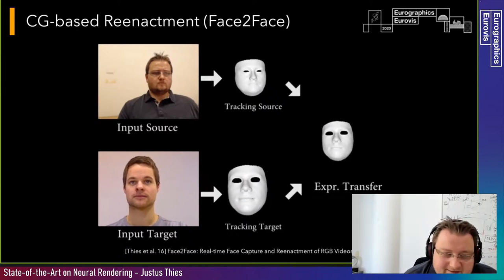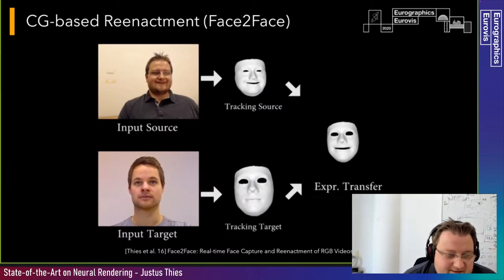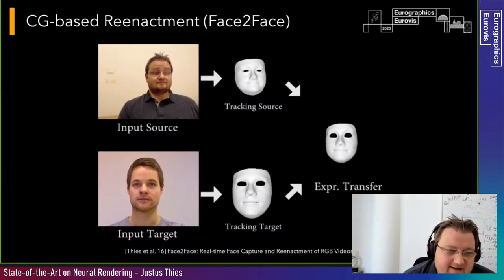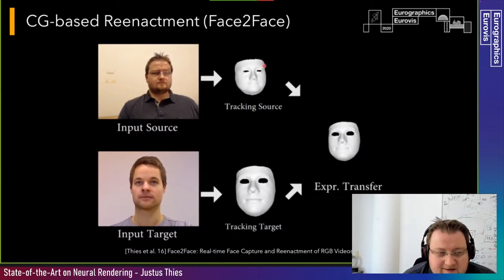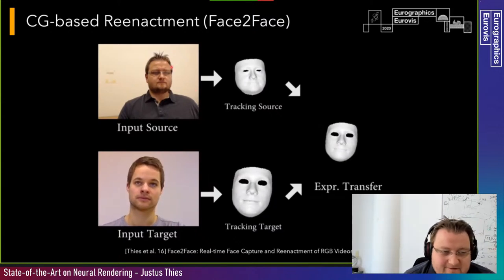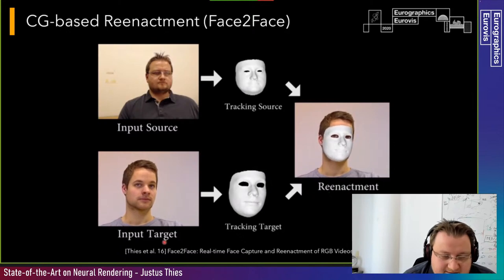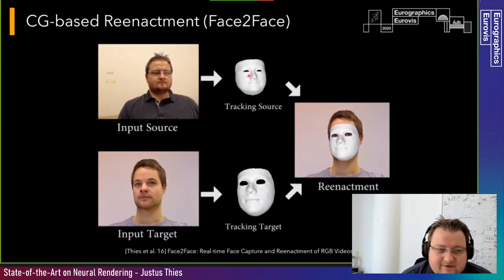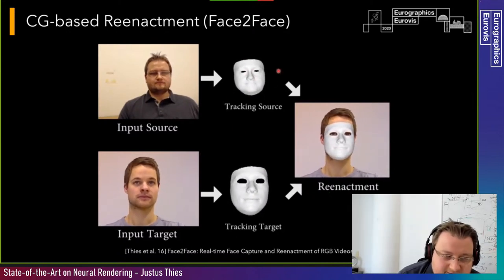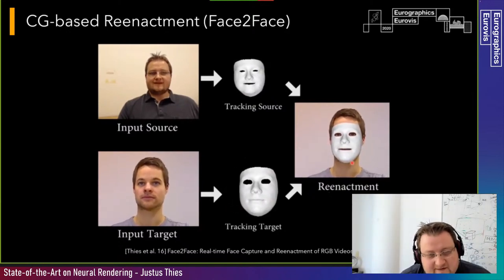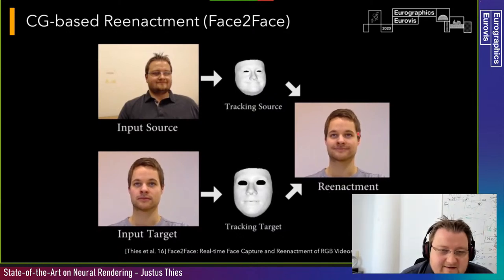It's called face-to-face. It's based on classical computer graphics approaches, and we basically reconstruct a statistical face model from an RGB camera. We do this for an input scene, for a source and a target scene. And we transfer the expressions from one actor to another actor. And then we use classical computer graphics approaches with texturing to get this final image here.